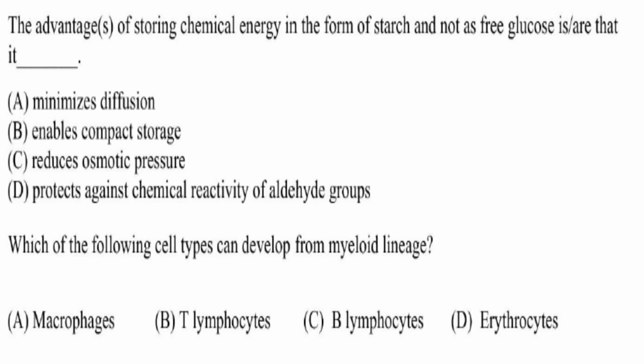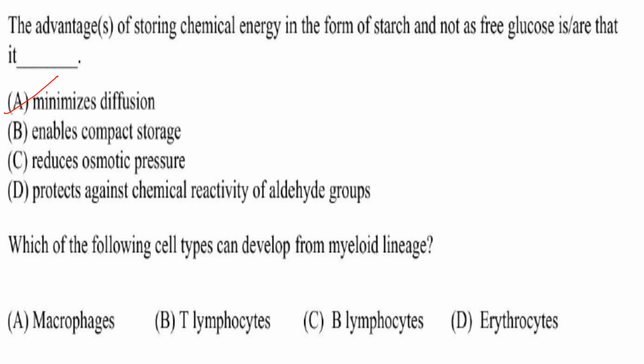Then next one. The advantages of storing chemical energy in the form of starch and not as free glucose is or are that it. Okay. Minimizes diffusion. That's correct. Starch is a large molecule whereas glucose is a smaller molecule. So starch will not diffuse very fast whereas glucose will diffuse very easily. So if you store energy in the form of starch, it will minimize diffusion. So A is correct.